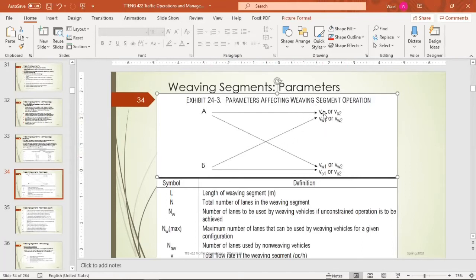So here we have VO1 and VO2. That's what we refer to as an outer volume. Okay, and VW1 or VW2, this is a weaving volume. How do we decide which one is 1, which one is 2? The higher outer volume is VO1. The higher weaving volume is VW1. Then we have L. L is basically the length of the weaving segment.